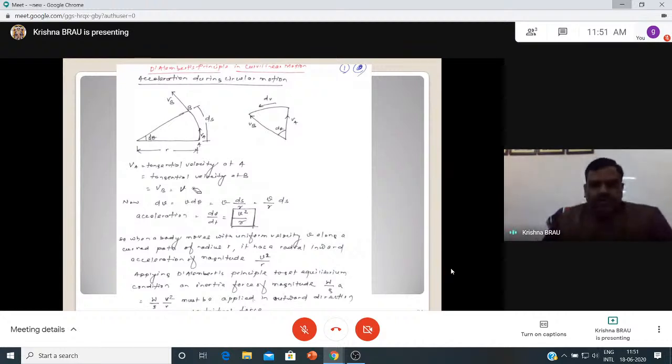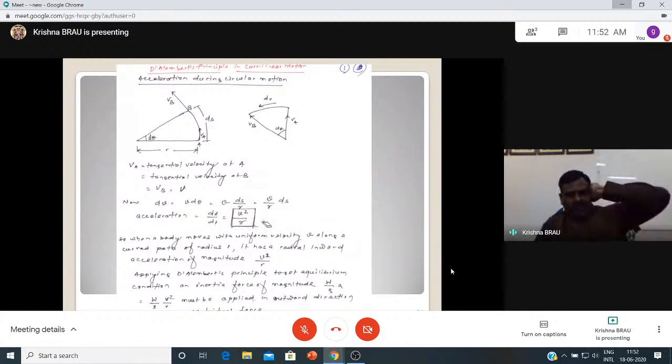From this, d theta you can substitute as ds by r. This is dv and this is d theta, this is v. See, that's why this dv is equal to v d theta. That's what we have written here. Both are different. These are velocity diagram, velocity point, and this is displacement. ds is equal to r d theta. Now that is the second relation. The acceleration dv by dt is equal to v square by r.